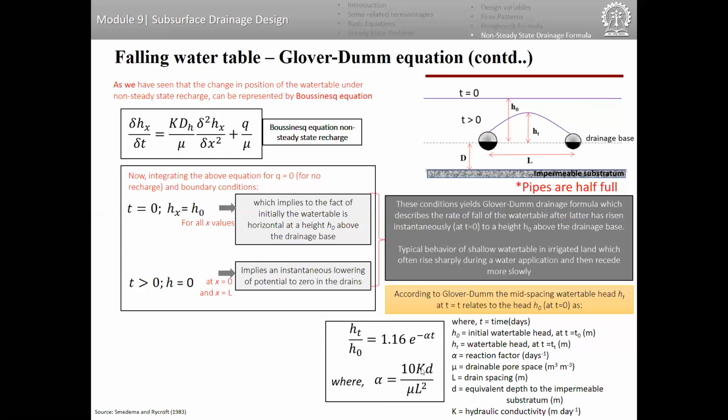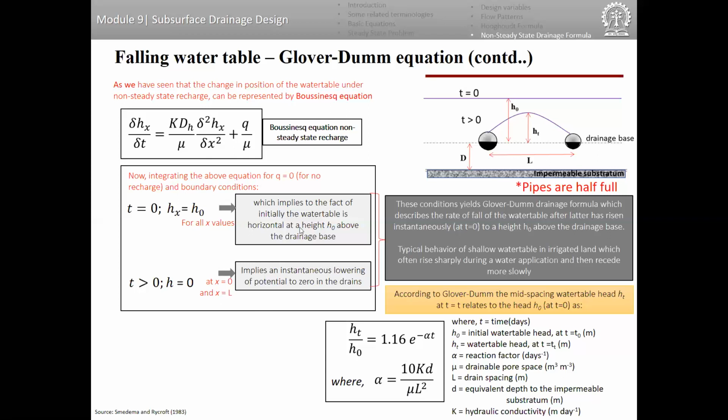The other terms you know. Alpha is the reaction factor that we have just seen, with unit per day. Mu is your drainable pore space, in meter cube per meter cube. L is your drain spacing. D is your equivalent depth to the impermeable substratum, and K is your hydraulic conductivity in meter per day. So this is the expression.